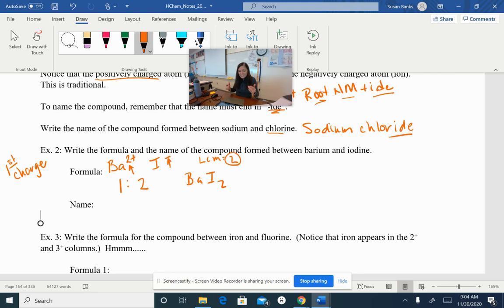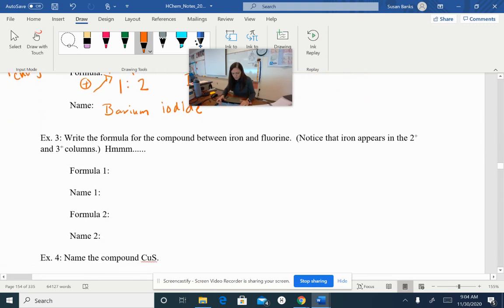Now remember, when we name things, we are using the metal name. So the metal is barium. Remember, we always put the positive first. So the metal is going to be barium, and then we have iodine. What's the root of iodine? It's iod, right? So we're going to call this iodide. Barium iodide is going to be our name. Okay? Let's do some more.